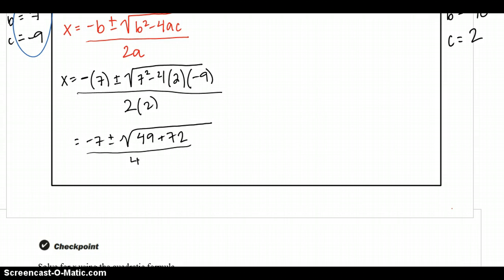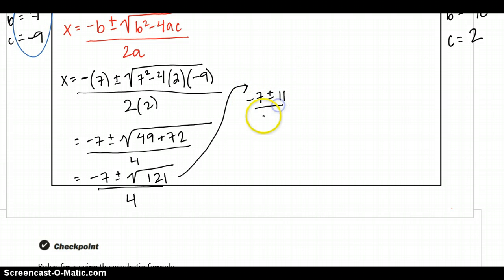Alright, so I want to keep simplifying what's in the square root there. So I have negative 7 plus or minus the square root of, what's 49 plus 72? 121 over 4. Can you make that plus negative sign on your calculator? No, we just have to do it 2 times. Alright, the square root of 121 is 11, so I'm going to rewrite up here, okay? So I have negative 7 plus or minus 11 over 4.